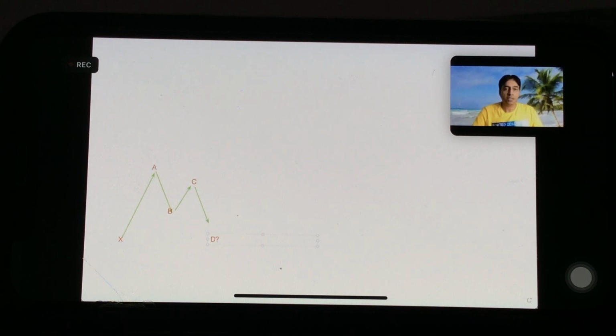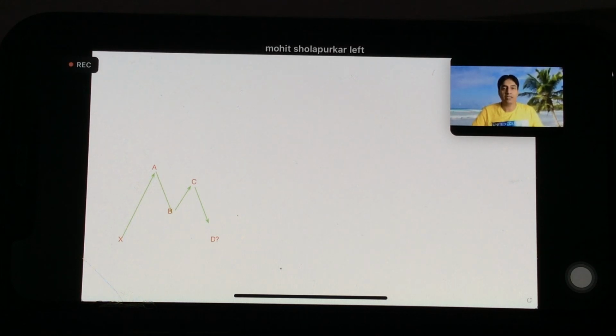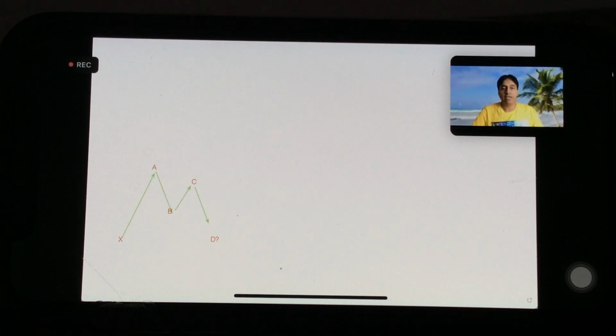So what is this area? We have already learned it in the last session, A, B, C, D. We are extending the prior move from X to A. So we are looking for a bullish pattern. What are the different methods? How do we find the D point?